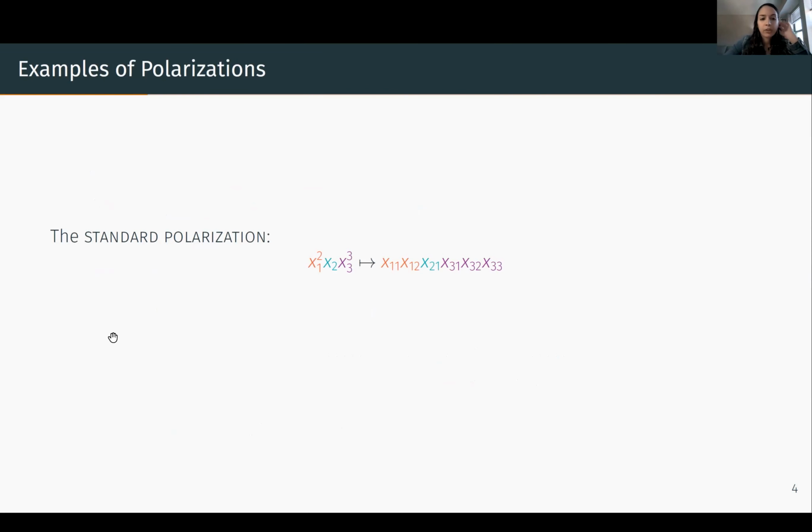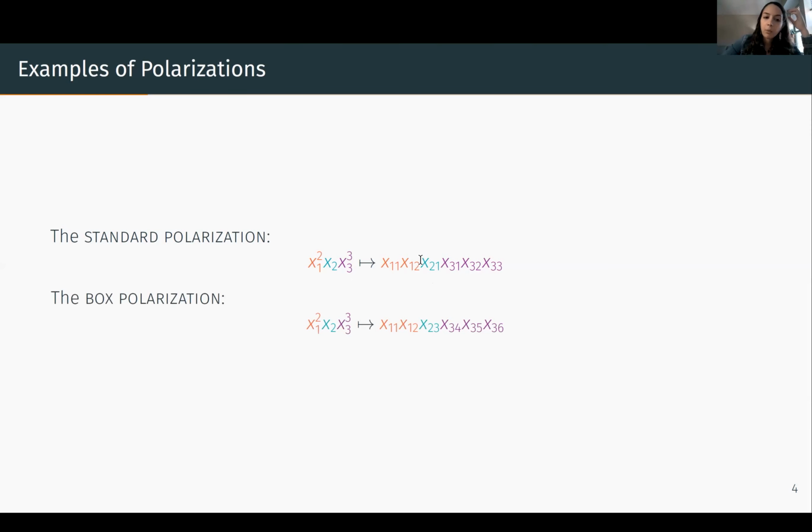What are some examples of polarizations? If you're familiar with polarizations, you're probably familiar with the standard polarization, which acts in the following way. It takes each of the variables and separates them. So I have an x_1 squared, and now I want to separate it into two different variables. So I'm going to count up x_11, x_12, and then I start my count over when I get to x_2. So it's x_21, and then I start the count over again when I get to x_3. So it's x_31, x_32, x_33.